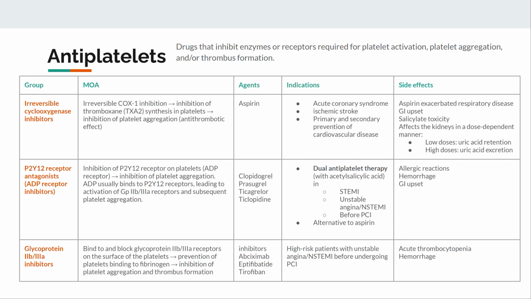heparin, aspirin, clopidogrel, or prasugrel, or ticagrelor, followed by PCI, and then lifelong clopidogrel or aspirin or whatever. They don't so much use tirofiban anymore.